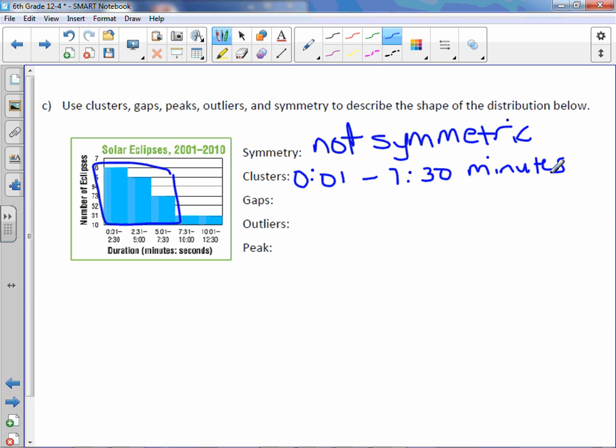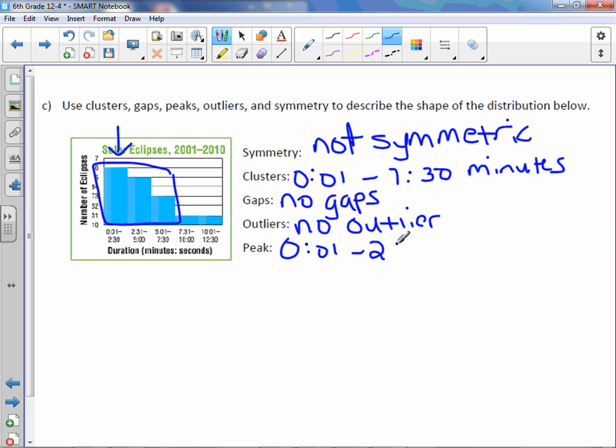And gaps, I don't see any gaps, so no gaps. There are also no outliers. If there were outliers in this histogram, you would see a big gap and then a bar way off to either the right or the left, and I do not see that. And the peak is within this interval, from 0 minutes 1 second to 2 minutes 30 seconds.